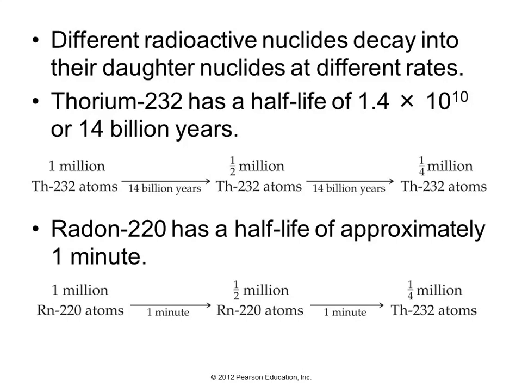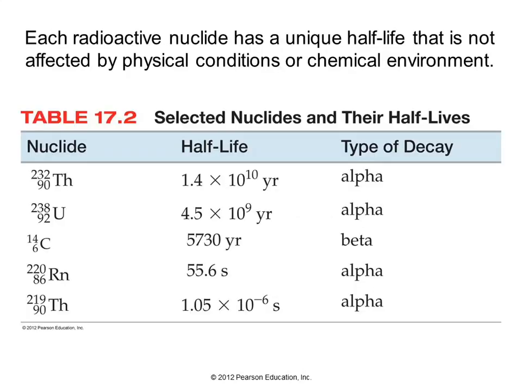So radioactive nuclides have very differing half-lives. Some of them, like thorium, 14 billion years. That's really, really long. But radon, like I mentioned, is in basements in Iowa. Radon-220 has a half-life of approximately 1 minute. So every minute, half of it decays. So if you started out with 1 million radon atoms, after a minute you'd have 500,000. After another minute you'd have 250,000. That's how half-life works. So here's just a table showing some of the different radioactive nuclides and their half-lives. There's carbon-14. Carbon-14 has a half-life of 5,730 years. And we'll talk about that in a minute.